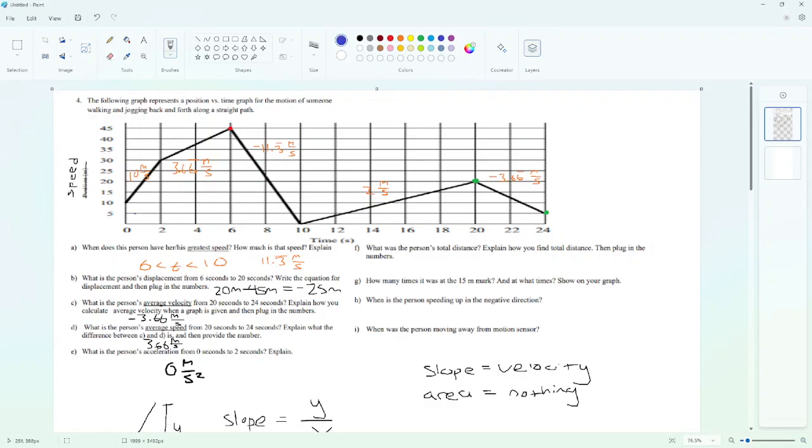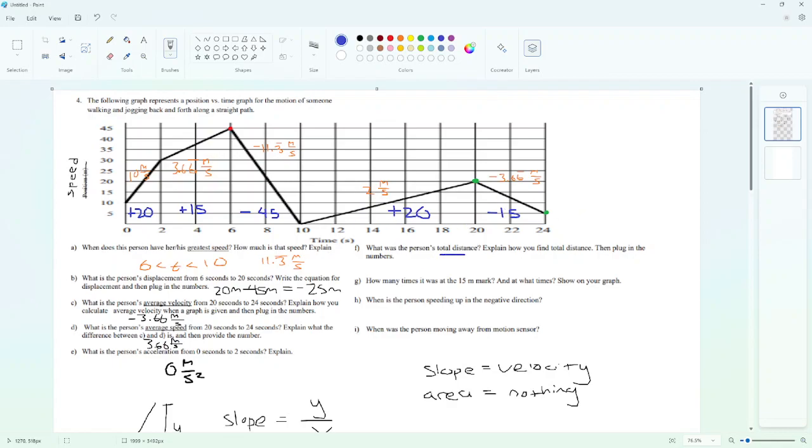Let me denote this in purple perhaps. This is positive 20. From here to here, this is going to be positive 15. From here to here, this is going to be negative 45. From here to here, you're going to have positive 20. And from here to here, you're going to have negative 15. Now, total displacement, you add all these up and you'll get a total displacement of about negative 5. So 20 plus 15, that's 35, minus 45, that's negative 10, plus 20, that's going to be positive 10, minus 15, that's negative 5.